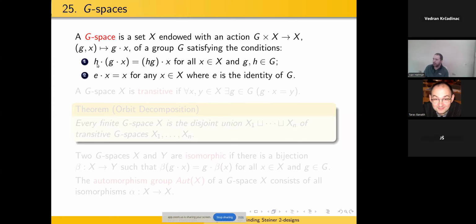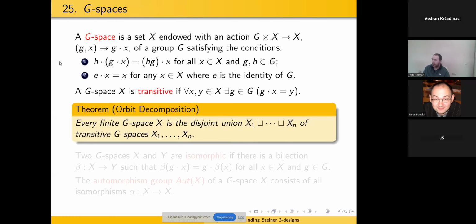So first of all, it should be associative on the action for this group. And second, the neutral element of the group should not move any point of this G space. So this is a generic definition, and let's observe its properties. The first property of G spaces is transitivity again. Transitivity of a G space is when, by the action of the group, we can move any point of this G space to any other point of this G space.